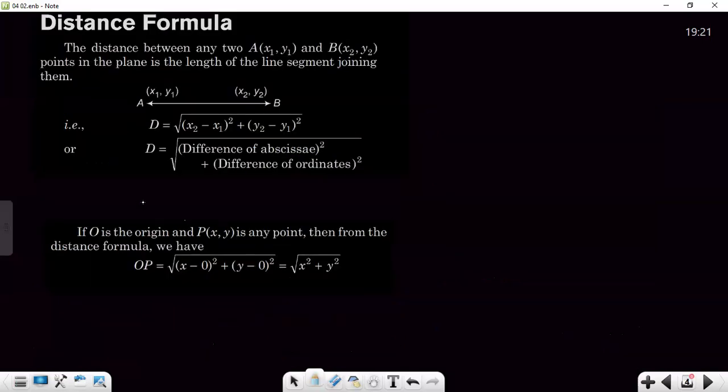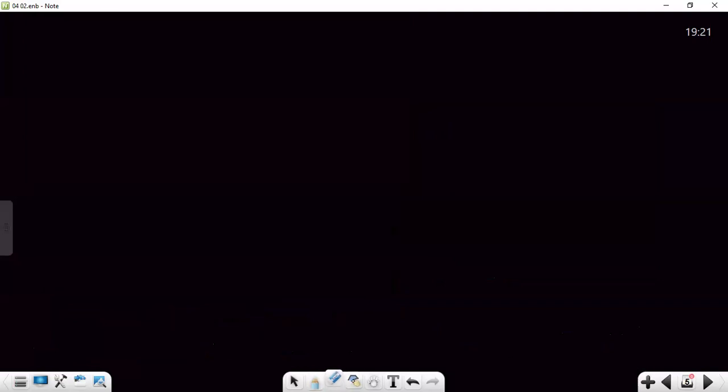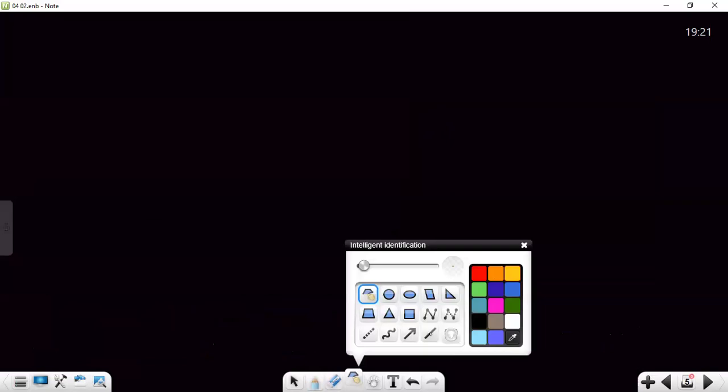Moving ahead, now we will discuss the distance between 2 points. So before referring to this text, let's become Atmanirbhar and derive it ourselves.